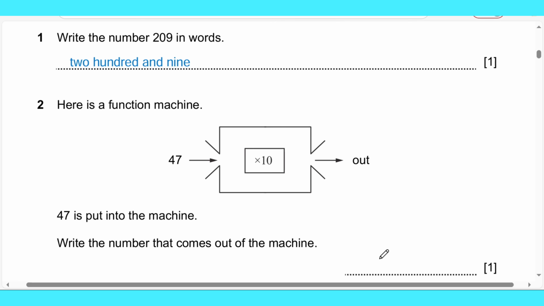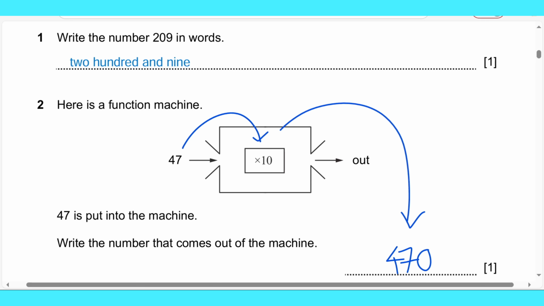Okay guys, let's check out the answer. So the number that comes out of the machine is 470. Because 47 times 10 is 470. Okay, let's move on.